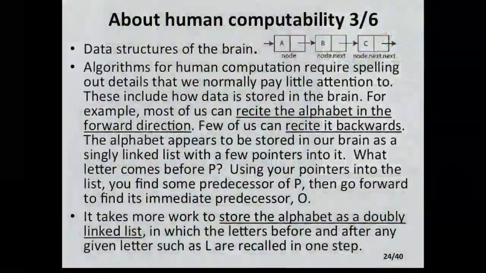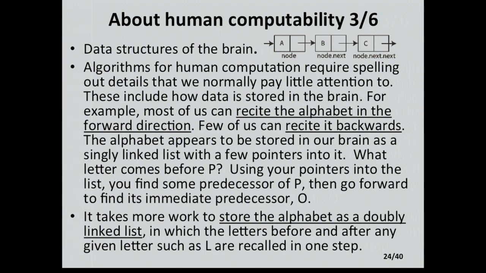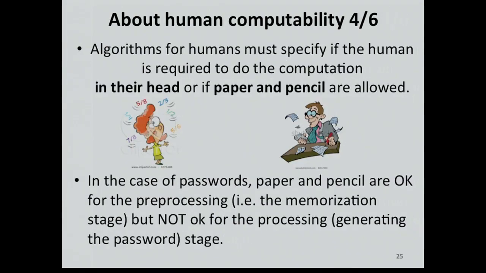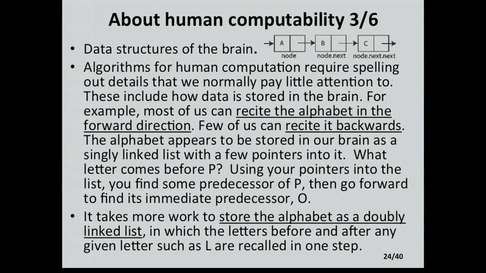Okay. Algorithms for human computation require spelling out details that we normally pay little attention to. These include how data is stored in the brain. For example, most of us can recite the alphabet in the forward direction. Few of us can recite it backwards. The alphabet appears to be stored in our brain as a singly linked list with a few pointers into it.